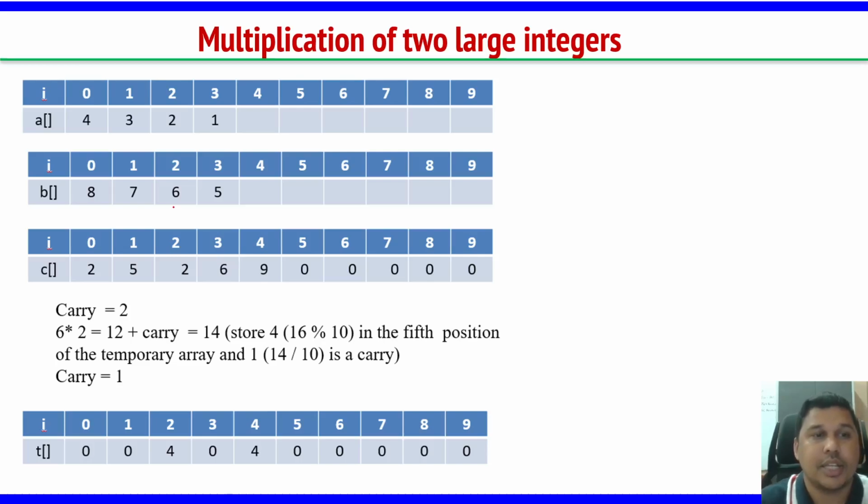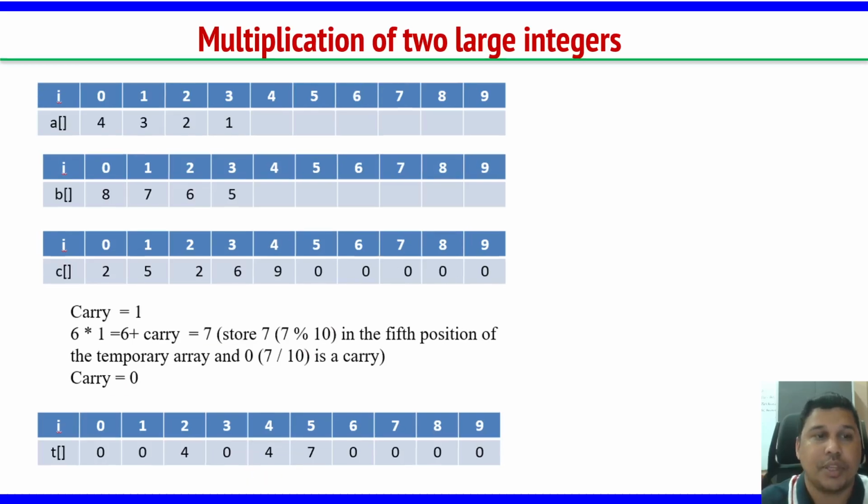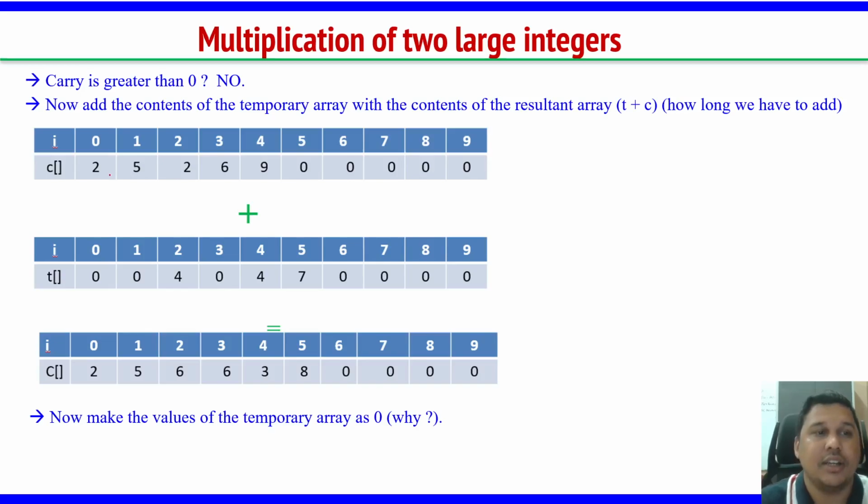Then 6 times 2 is 12 plus the carry 2, 14. I am putting 4 here and carry remains 1. And the final one, 6 times 1, 6 plus the carry 1, 7. So 7 modulo 10 will give me 7, and 7 by 10, carry will be 0. Iteration is over. Once the iteration is over, what do we have to do? Again add this t array with the c array. Let us see the addition. See, existing c plus t. See, I have left 2 zeros here.